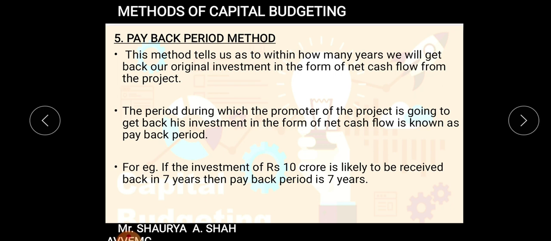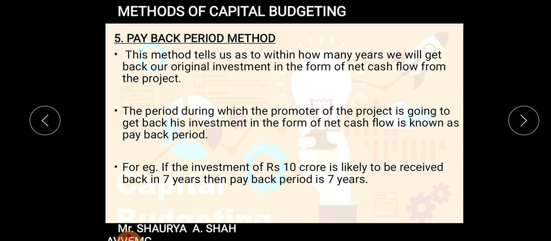First of all, the name itself says payback period method, right? So we are calculating the investment amount which we have invested and in how many years we will be getting back that amount, or in how much time period we will be paid back. That is why the name itself suggests payback period method, right? So in how much time period your capital invested will be paid back, that you are calculating.